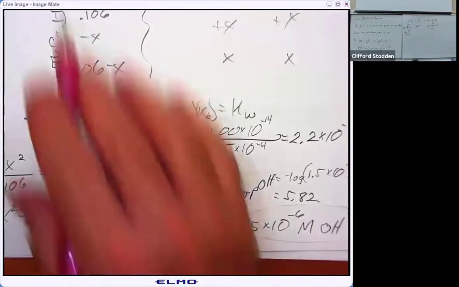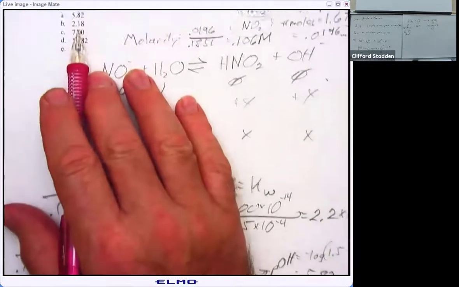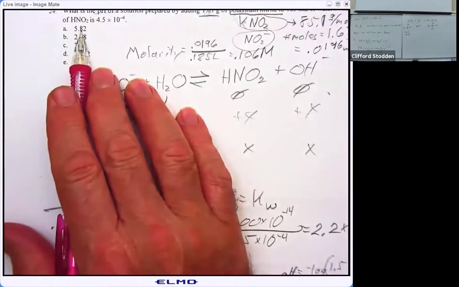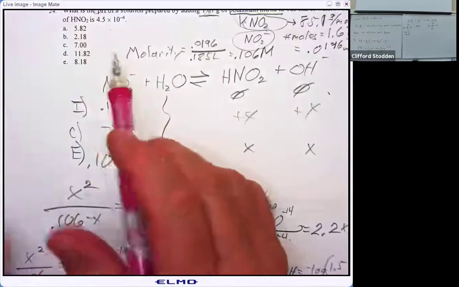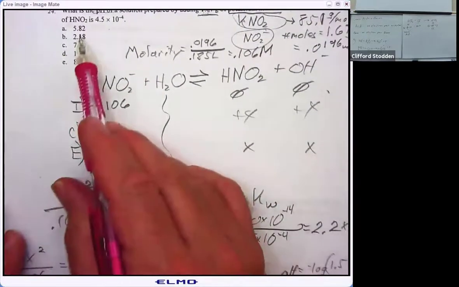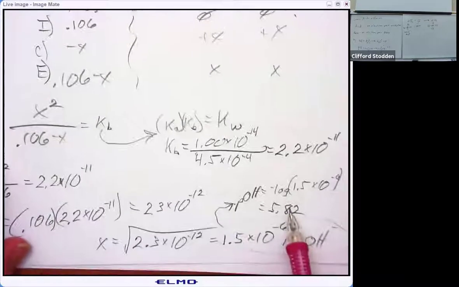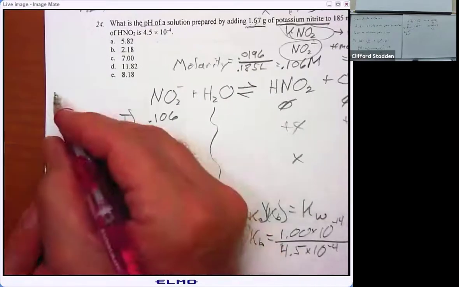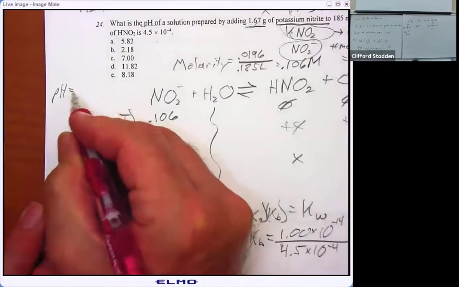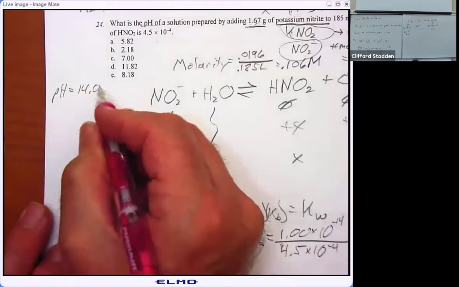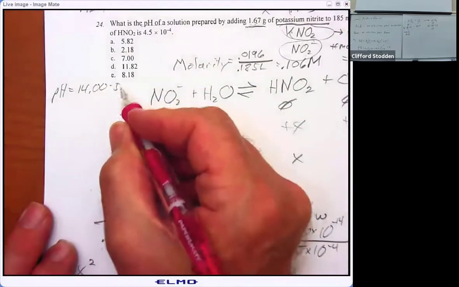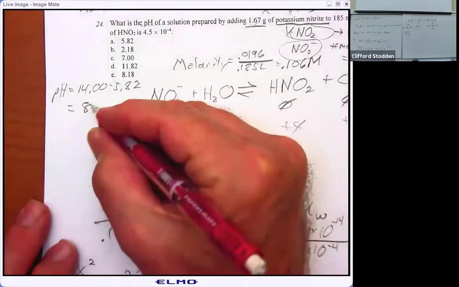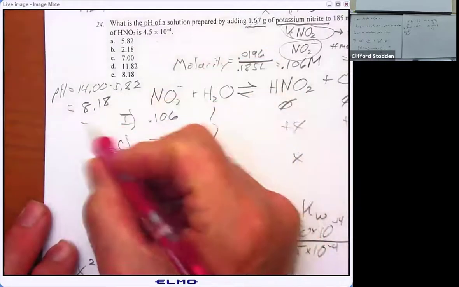Now, if you look up here in your solutions and you go too fast, you might choose 5.82, but that's not the right answer because that's the pOH. To get the pH, we subtract that from 14. So I'm going to just do that up here. My pH equals 14 minus 5.82, which is 8.18. So that's actually the answer.